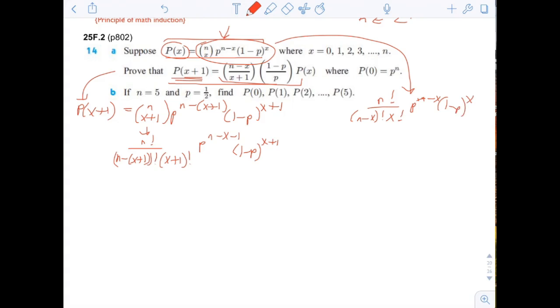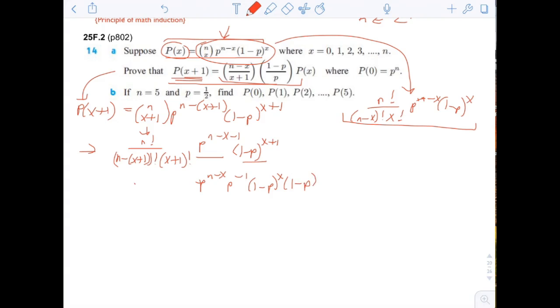Okay. So, looking at this now, let's try to make it look as much like this as possible so we can substitute in p of x. So, for example, p to the n minus x minus 1, instead of that, we're going to write p to the n minus x, and then we're going to put p to the negative 1. We're going to break it apart. And then same thing with this one, we're going to break this down into 1 minus p to the x and 1 minus p.